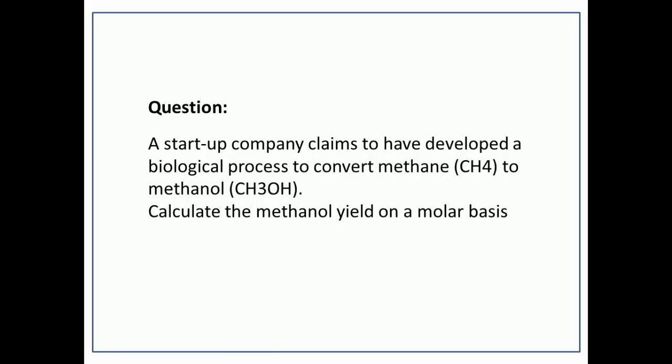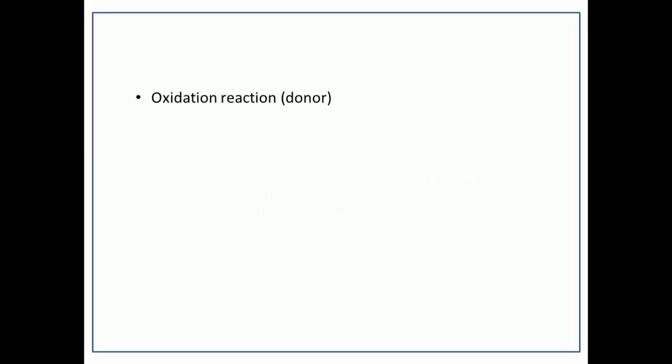There are a number of things I want us to note before we go into how to select the half reactions. First of all, these reactions are mostly redox reactions, and in a redox reaction, we need an oxidation reaction, which will be the donor. We need a reduction reaction, which will be the electron acceptor. And so both of them, reduction and oxidation, combined will give us our redox reaction.